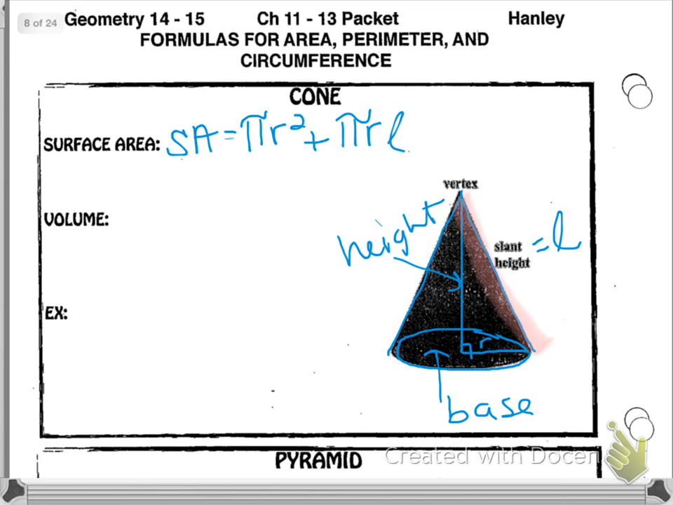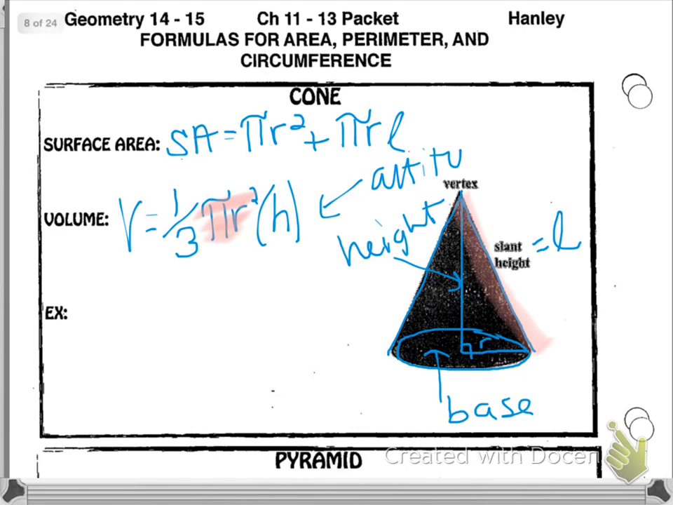Okay. For volume, we have the formula 1/3 times pi times your radius squared. So there you see your formula for the area of a circle. And you're going to multiply that by the actual height, which is your altitude height. So there are two different kinds of heights when you're dealing with three-dimensional figures: a slant height and an altitude, or a regular height.